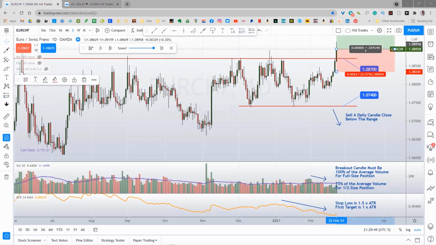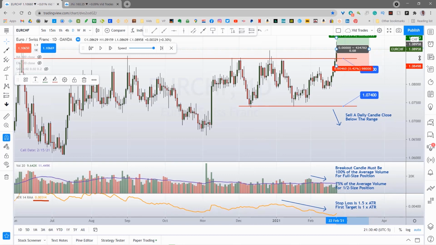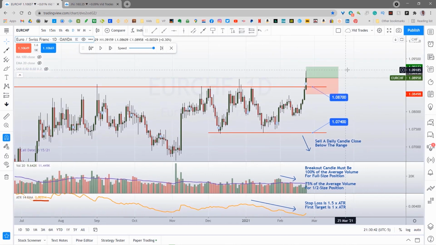long position. I look down here at the ATR, which is 31 pips, and I'll adjust this tool. Now this is just a visual tool that I use on this chart since I don't actually take these trades from TradingView. So my profit level is going to be 31 pips, 314, and my stop loss will be 1.5 times that number, so that will be about 46 pips, 460 ticks. And what that does is it adjusts the target and the stop loss right here.